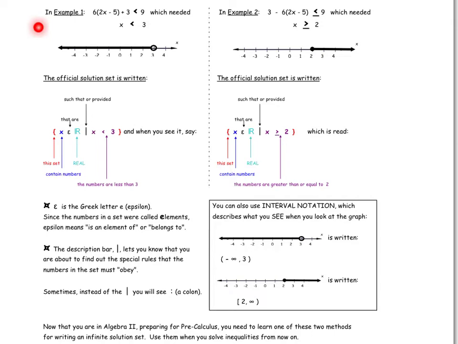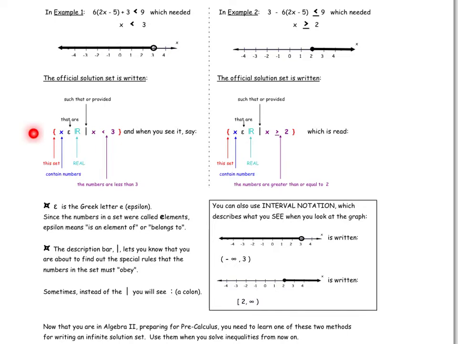In example 1, you saw this, and x came out to be less than 3, and the graph looked like this. In example 2, you ended up with x is bigger than or equal to 2, and a graph that looked like this. How can we write a solution set in Algebra 2 that reflects the fact that we're allowed to use all real numbers? Here it is, and it's called set builder notation.